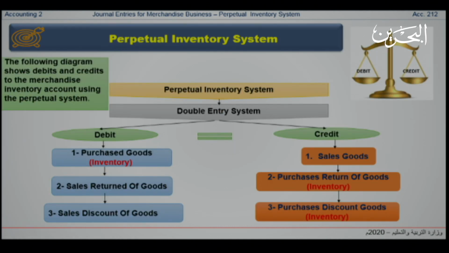Let us take a look at the perpetual inventory system. It's also a double entry system, and it consists of a debit and a credit side. On the debit side, we will cover three topics: the purchased goods, also called the inventory; second, the sales return of goods; and thirdly, the sales discount of goods. On the credit side, we will cover the sales of goods, the purchase return of the goods, also called inventory, and finally, the purchase discount of goods, also called inventory.